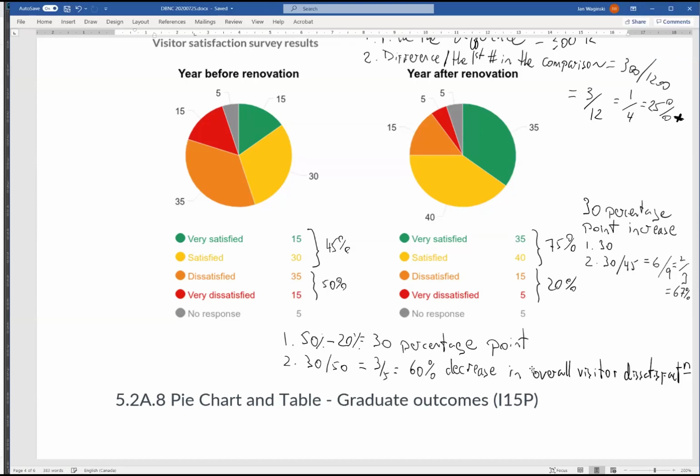Very satisfied, we can make the comparison. Increased by over 100%. Satisfied increased by 1/3. Dissatisfied dropped by over 50%. Very dissatisfied dropped by 2/3.